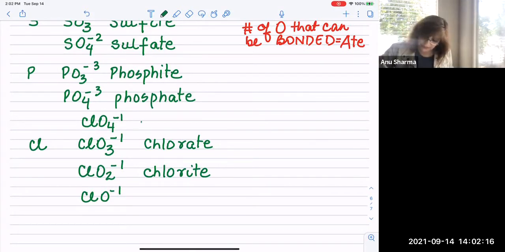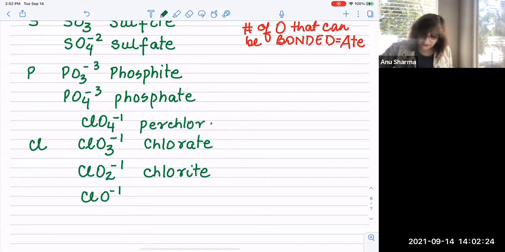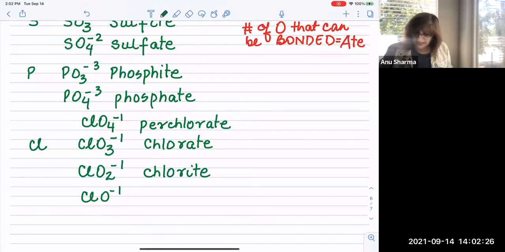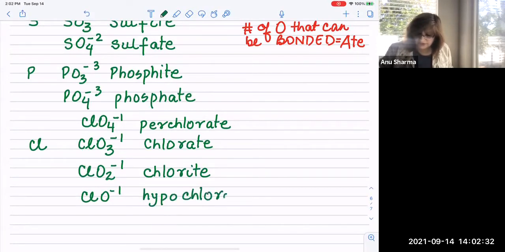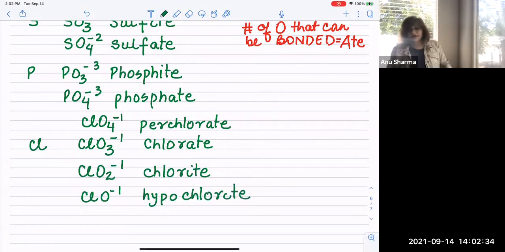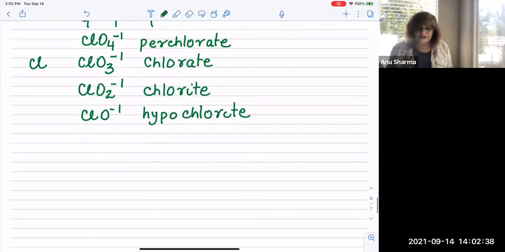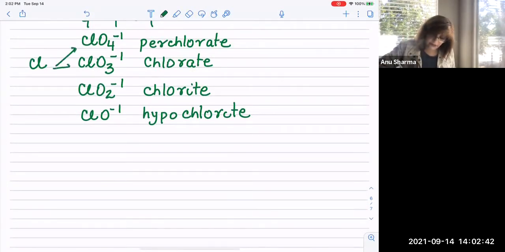We didn't change the chlorate, but we said it's higher than chlorate. So perchlorate, higher than chlorate. And this is hypo, H-Y-P-O, lower than chlorite. So the names are hypochlorite, chlorite, chlorate and perchlorate. This is how they got these names. So all these 4 for chlorine.